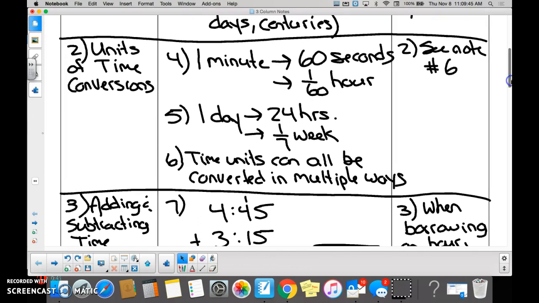Unit of time conversions. So if we ask you to convert 1 minute, is there only one way to convert 1 minute into a different unit? No, we gave you 2 examples up here. We said 1 minute could really be 60 seconds, or it could be 1/60th of an hour. Same thing with days. Number 6 is your cheat sheet. Time units can all be converted in multiple ways.